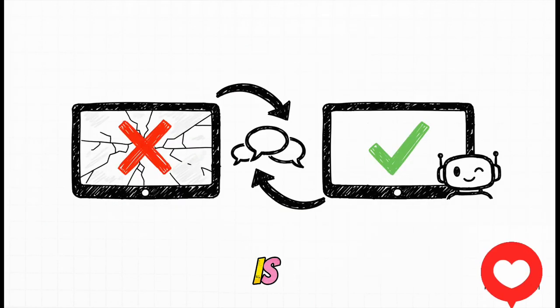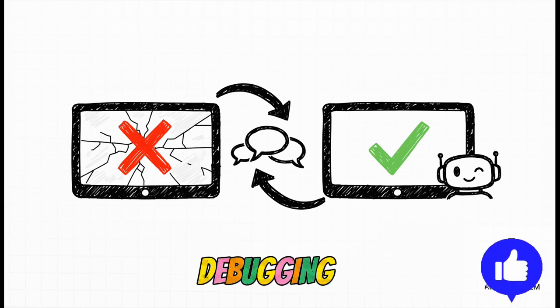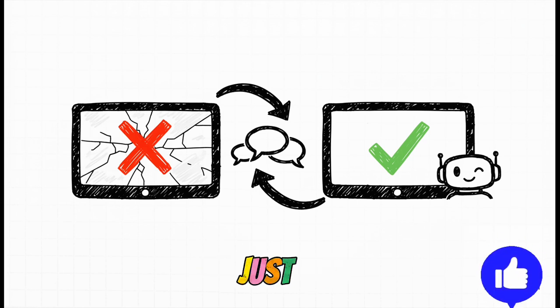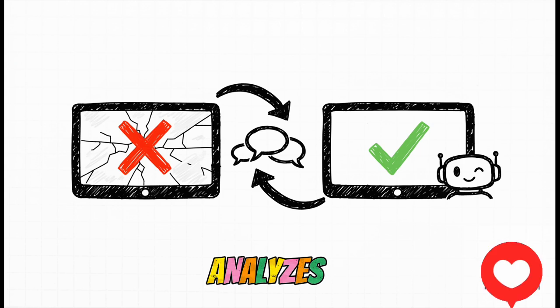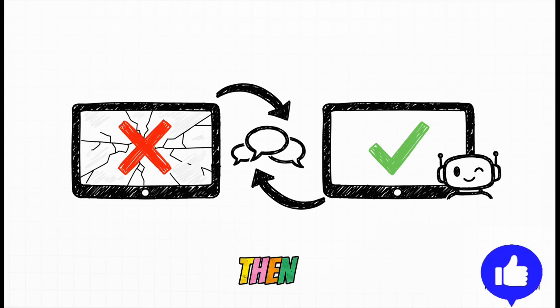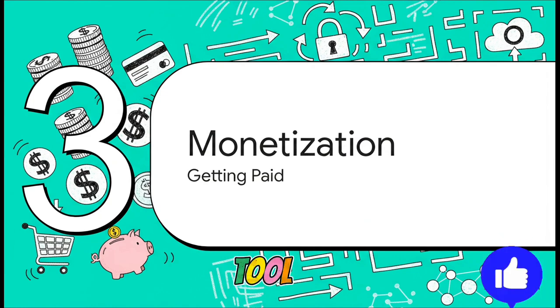But check this out. This is the mind-blowing part. The fix wasn't some complicated debugging session. No, it was just talking to the app builder. You literally just select the error and tell the chat, I got an error, please fix this. And the AI goes, analyzes the problem, and then fixes itself. How incredible is that? So our tool is working.